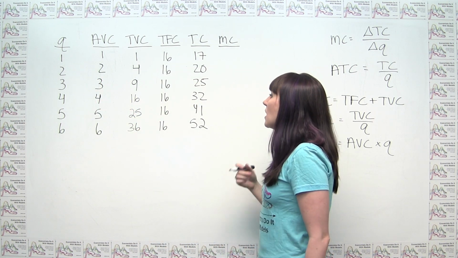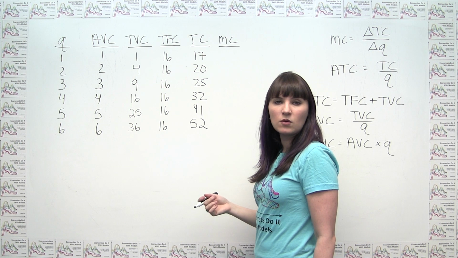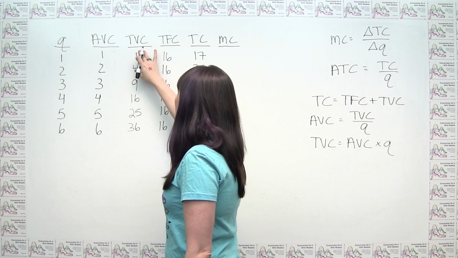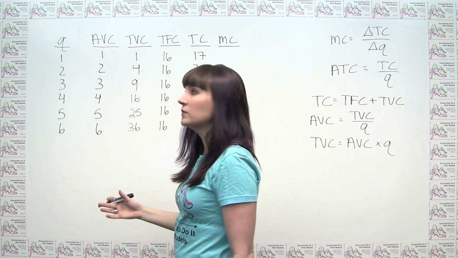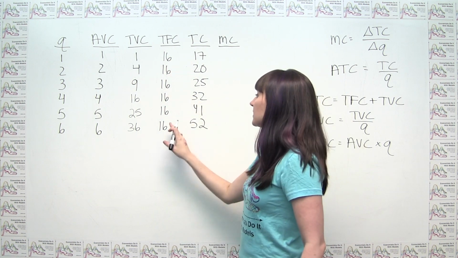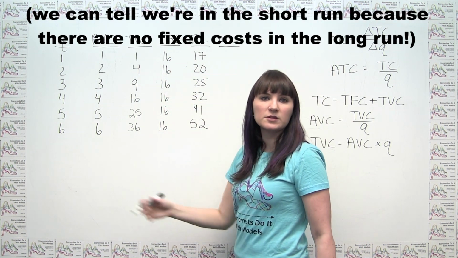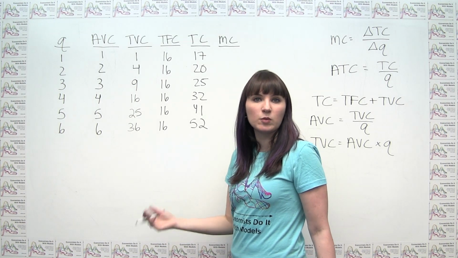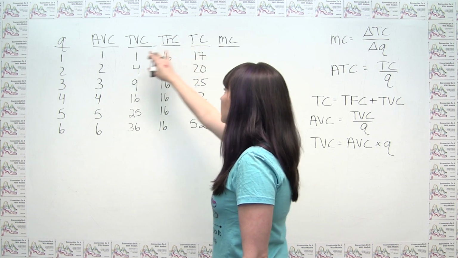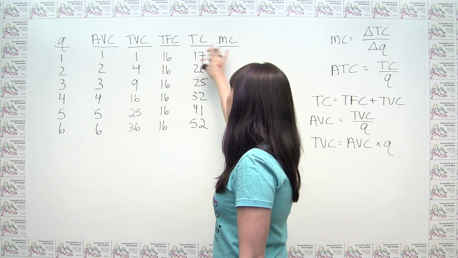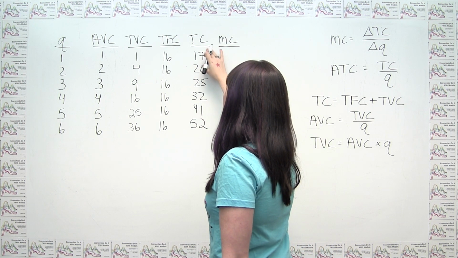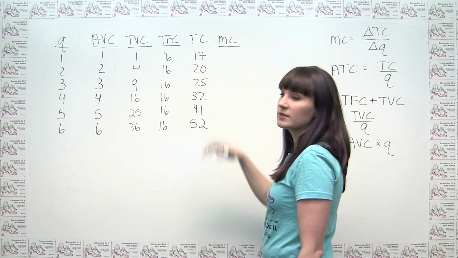And we can think about, at a production quantity of 0, what do our costs look like? By definition, at a quantity of 0, our total variable cost is 0. But then our total fixed cost, at least in the short run, is still 16, because in the short run we've paid those fixed costs and we can't get away from them even if we're producing a quantity of 0. So our total cost at a quantity of 0 is 0 plus 16, which is 16.